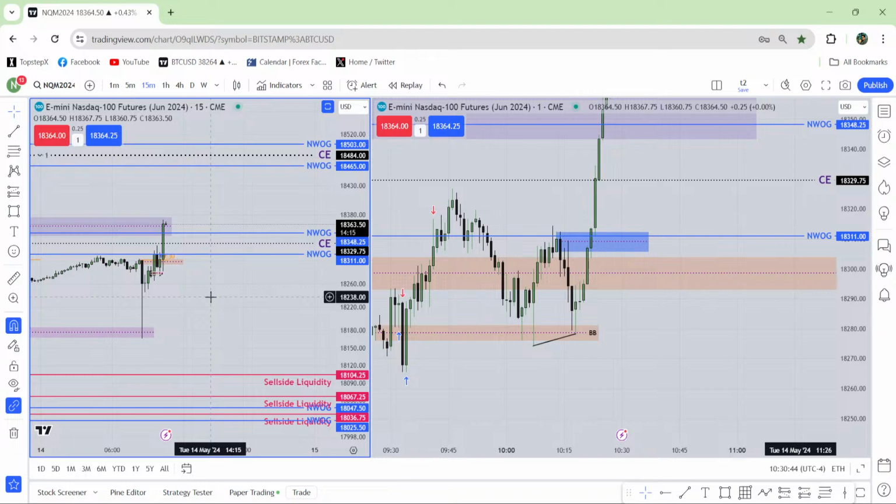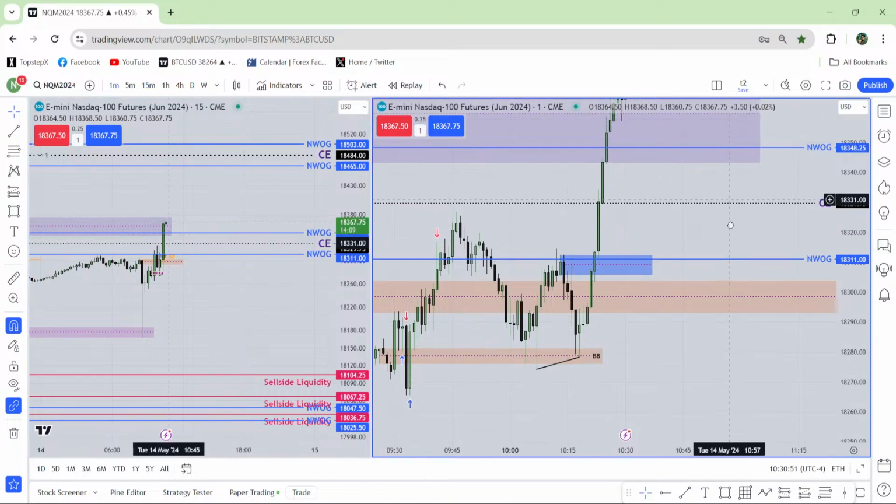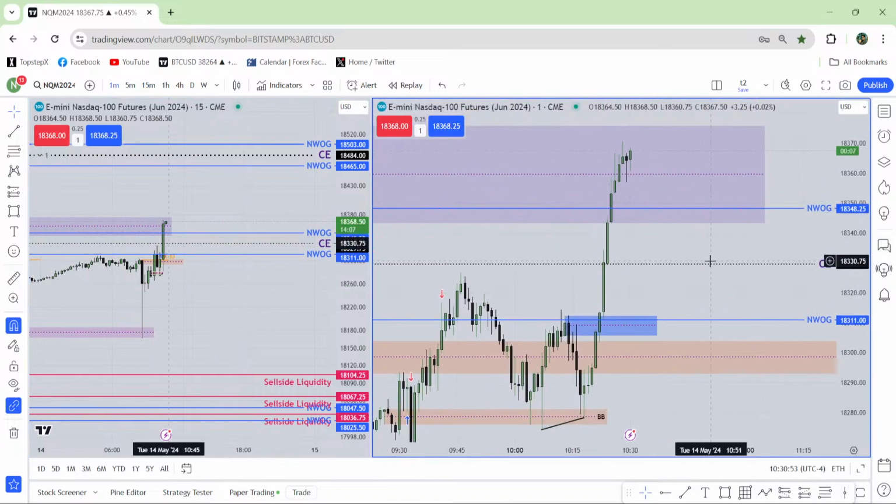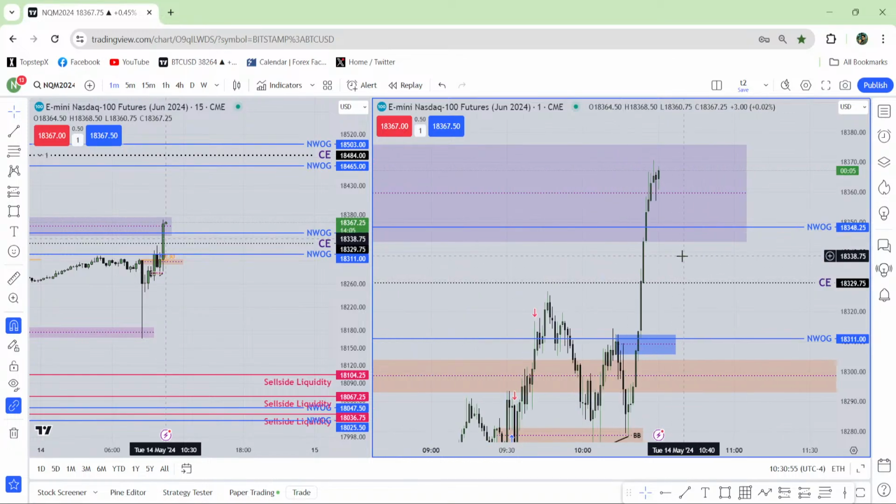Okay, so today's Tuesday. Tuesday's manipulation day. What I will look for now, I will just look for a sell now. I'm not interested to look for a buy.